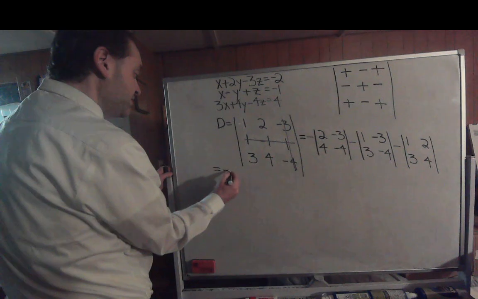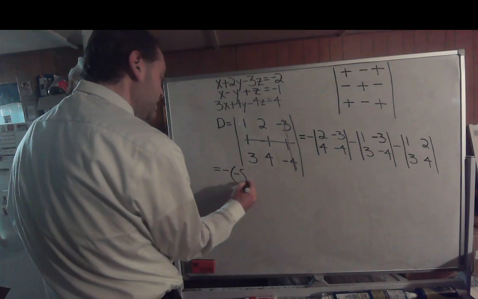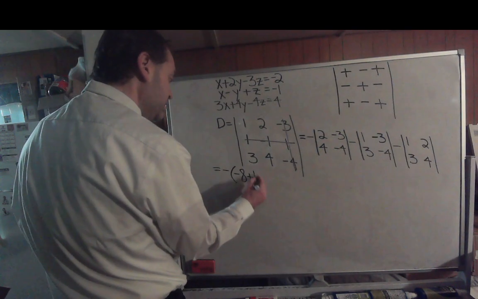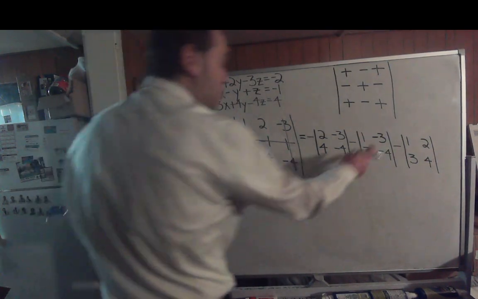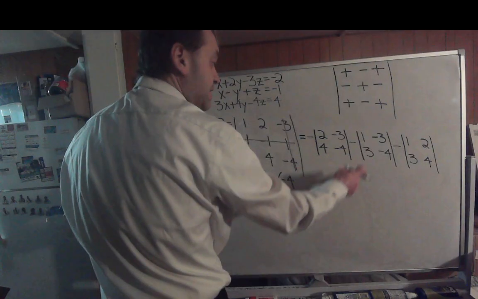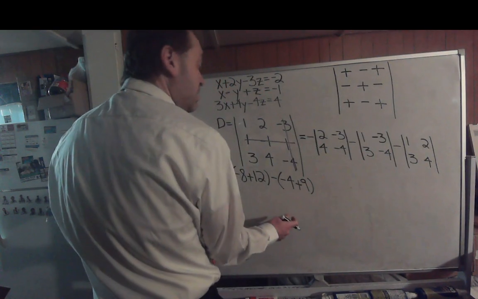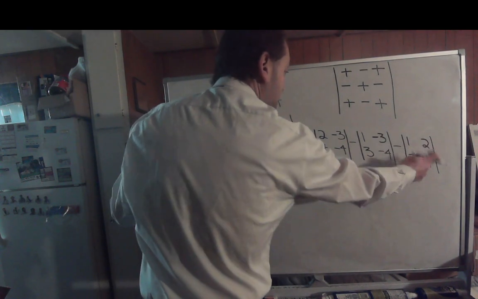So take negative of the first determinant. 2 times -4 turns into -8. Minus -3 is +3 times 4. That'd be +12. Alright, so then we'll do minus the second determinant. 1 times -4 is -4. Now minus -3 is +3 times 3. That'd be +9. Alright, and then we have minus the final determinant. 1 times 4, that's going to be 4. Minus 2 times 3, that'd be -6.